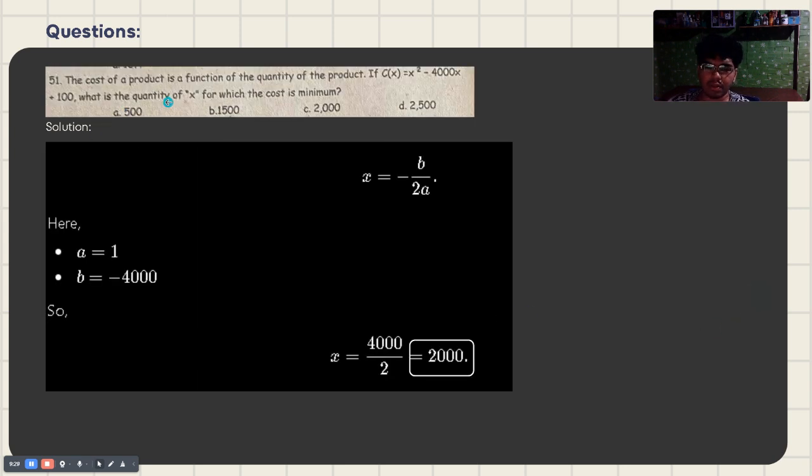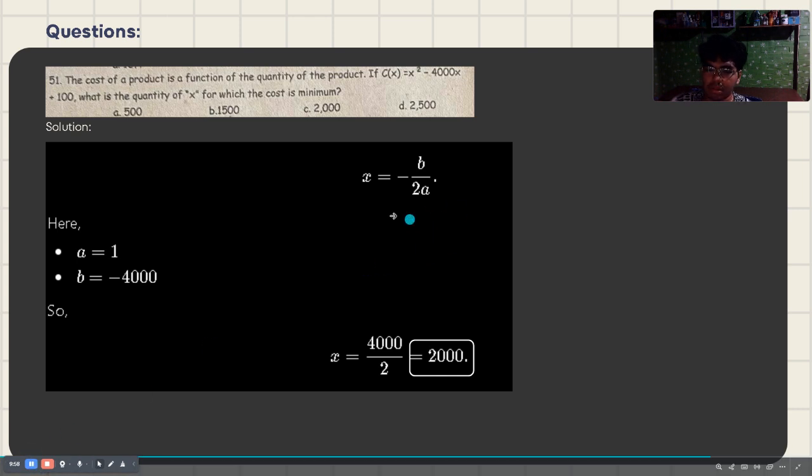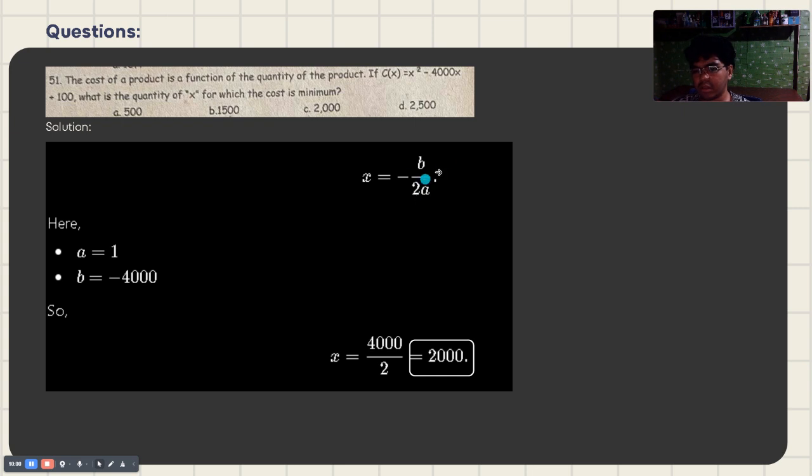Next, the cost of a product is a function of the quantity of the product. If C of x is equal to x squared minus 4,000x plus 100, what is the quantity x for which the cost is minimum? So for the solution, we have C of x. What formula should we use? So x is equal to negative b over 2a, where a is equal to 1, then b is negative 4,000. So substitute.